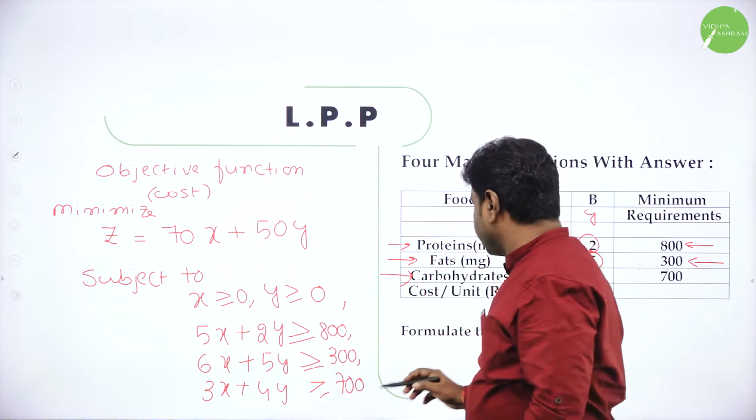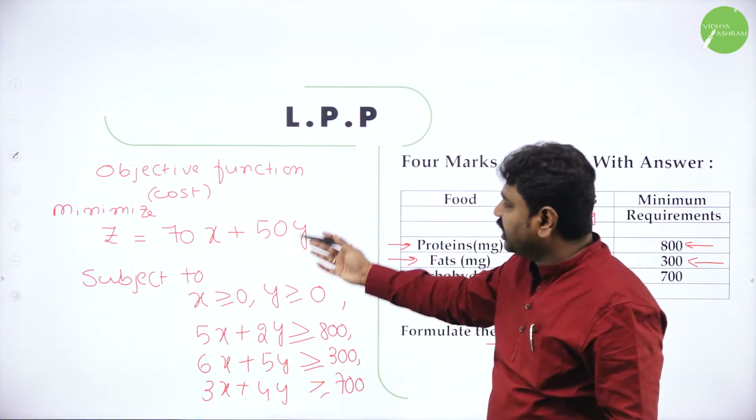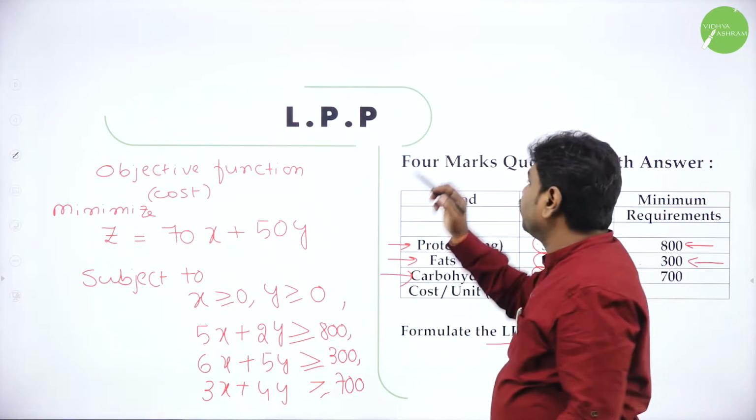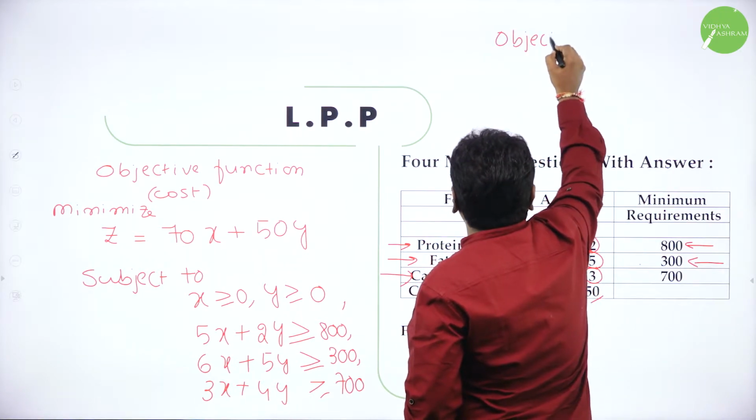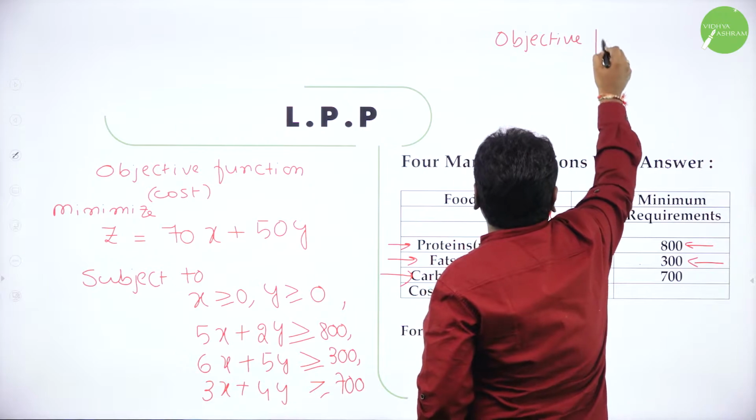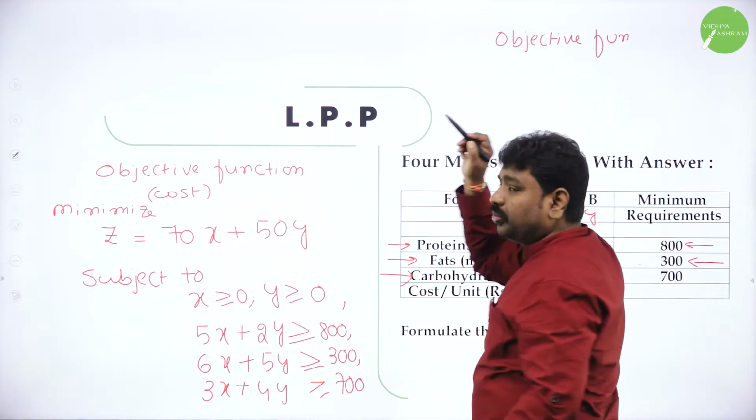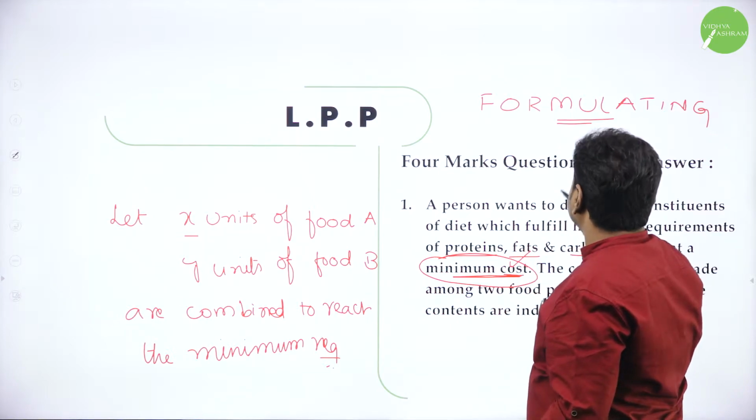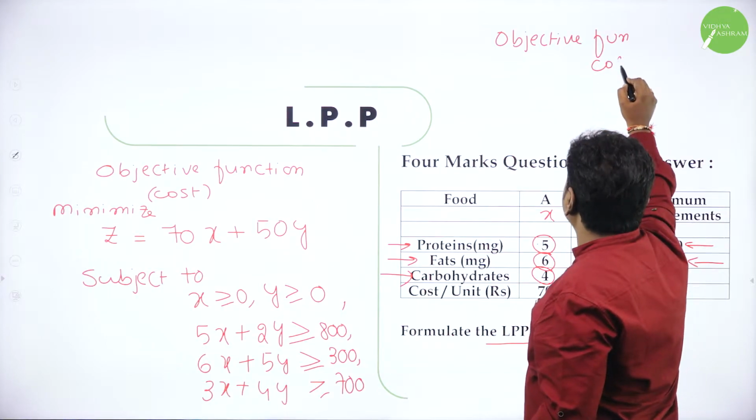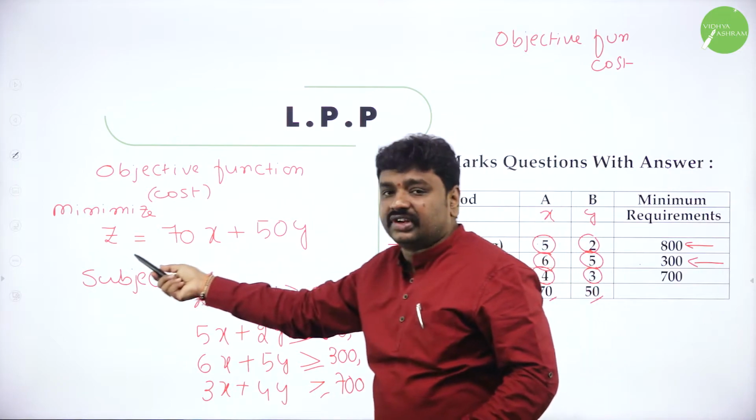So the question is formulate LPP. We have formulated LPP. So dear students, first you should write what? Objective function. What is objective function? Objective function means a function which we need to maximize or minimize. So in this question they want you to minimize the cost. So objective function is cost function. So objective function we always write z. Z is equal to cost.